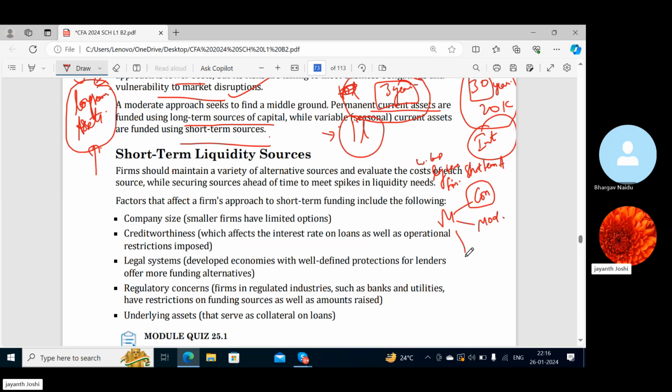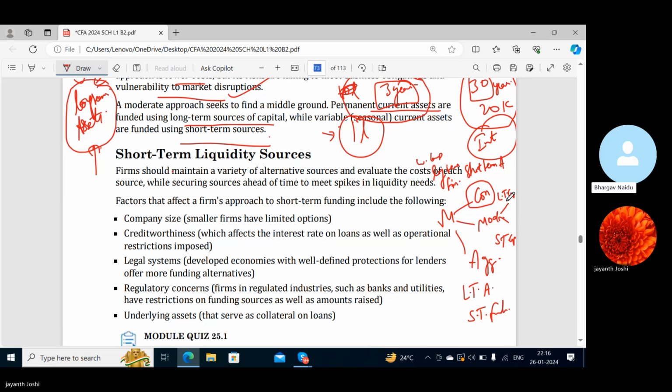This was conservative. In aggressive, long-term assets we want more rather than short-term assets, right? And here the funding we are doing with short-term funds. Here in moderate, long-term assets, long-term capital; short-term assets, short-term capital. Short-term sources of funding. Correct or wrong? Yes, sir.